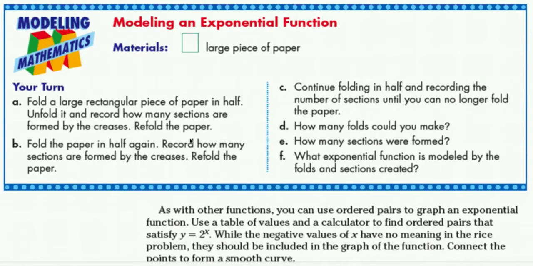I will put a new twist in this problem. Instead of folding it and recording the number of sections, let's see how thick a paper will be if you fold it, let's say, around 40 times. And this video will show you a very interesting fact.